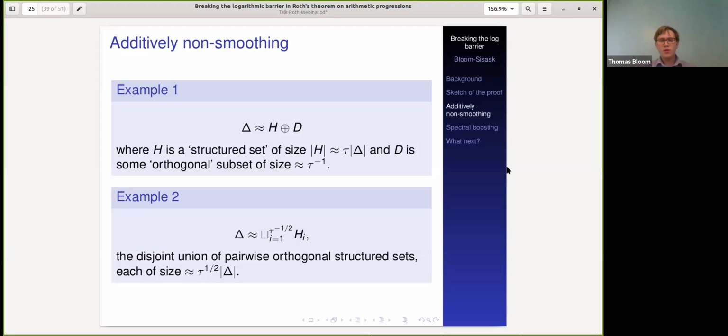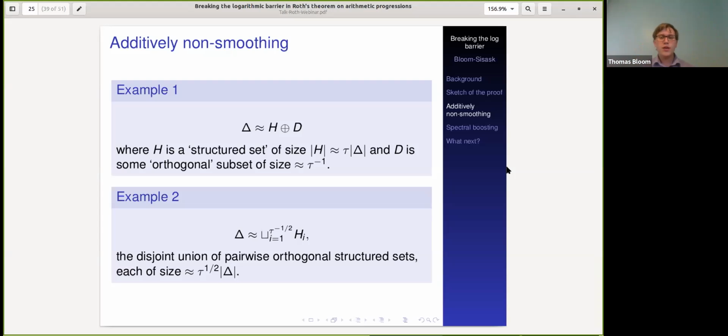The second example is instead I take a collection of different structured sets, say H_i. Now these could be completely different, right? So for example, if you're thinking of them as being subgroups, they can be completely different subgroups scattered all over my ambient group. They don't need to have any particular relation to each other, other than that they are basically orthogonal again. So translates by things in H_i shouldn't really affect translates by things in H_j in general. And let's say they all have roughly the same size.